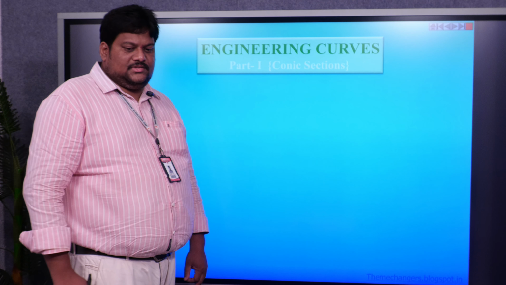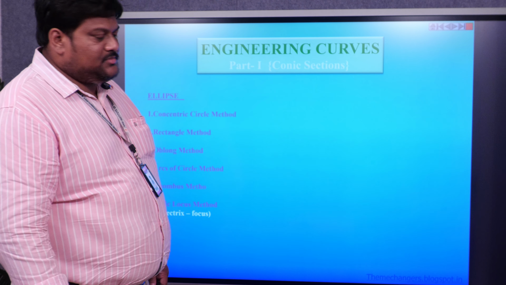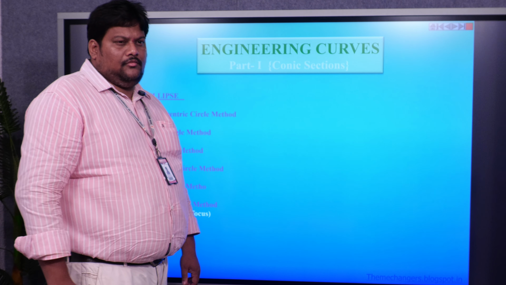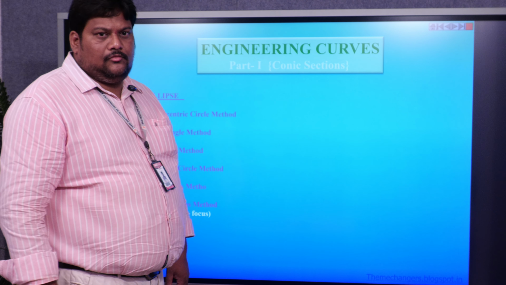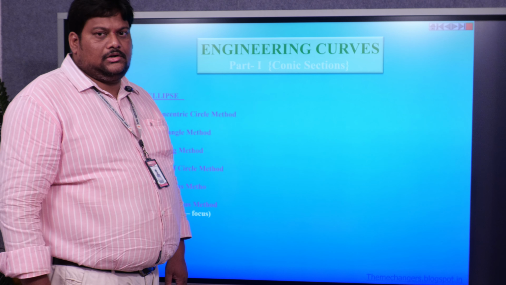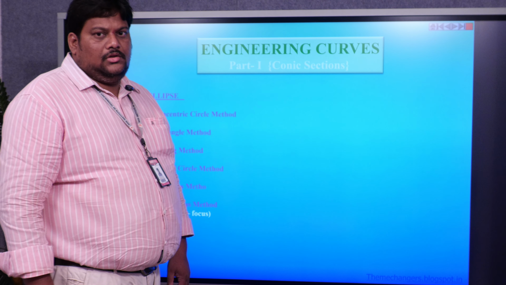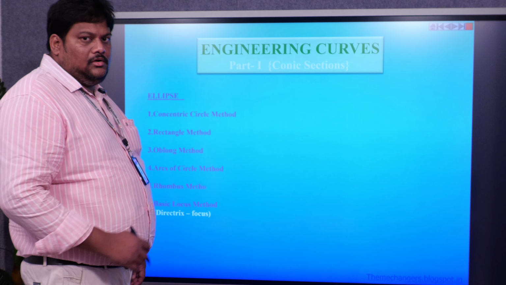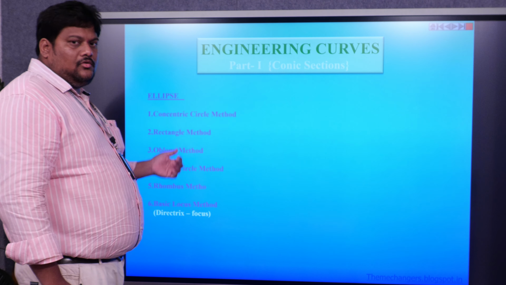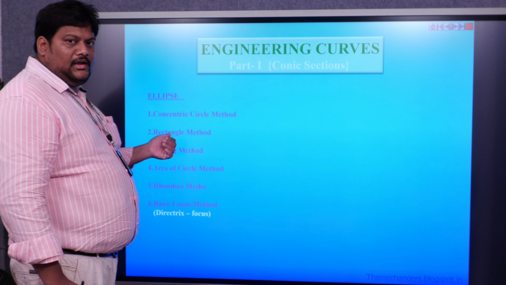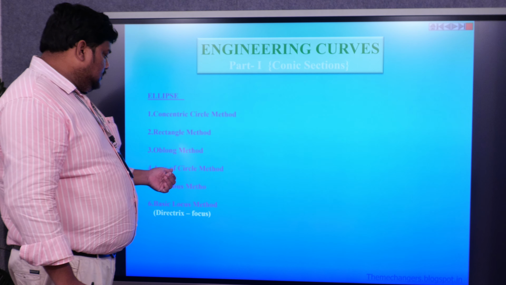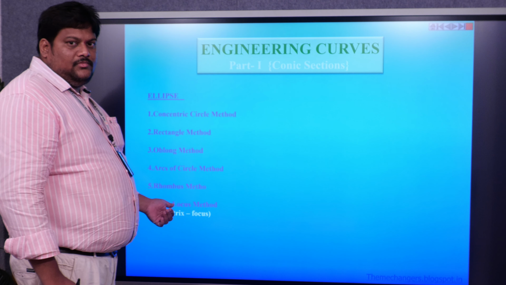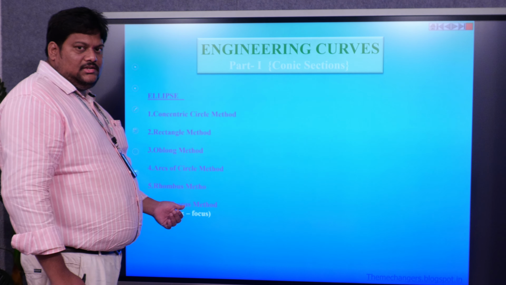Now what do you mean by ellipse? The definition of the ellipse: when the plane is inclined to the axis and cuts all the generators of the cone, it is called an ellipse. We have different categories of ellipse. One is the concentric circle method, another is the rectangle method, the oblong method, the arcs of circles method, the rhombus method, and the general method. This is the general method which we have in the syllabus.